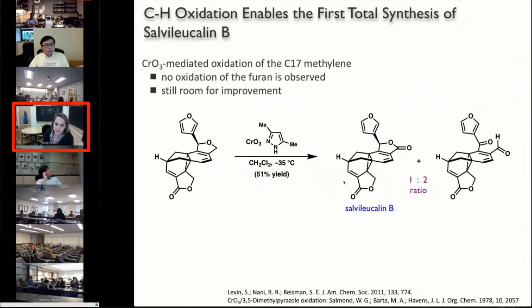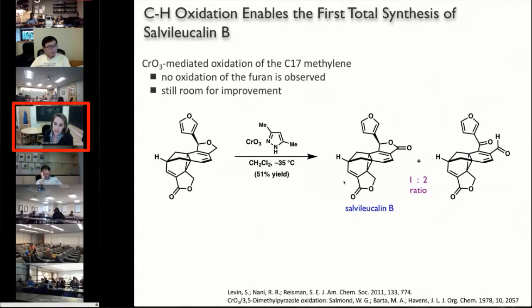So if you go to the next slide, the chemistry that we ended up using, and you know, it's not perfect, is this chromium trioxide in the presence of 3,5-dimethylpyrazole, some conditions that were developed by a group at Upjohn. That allows us to gain access to some of the Salvileucalin B. And you can see that there are certainly shortcomings here: we also form this ketoaldehyde, or undesired product. In fact, that's what's favored under these conditions.